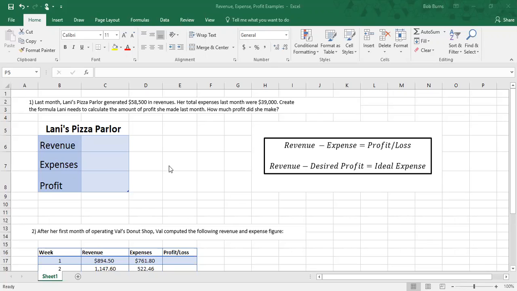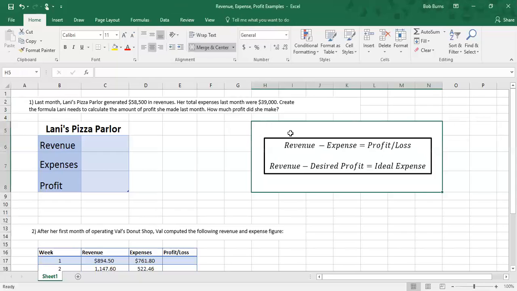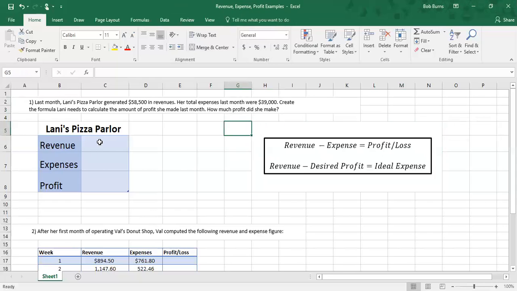So the first one we have: last month, Lena's Pizza Parlor generated $58,500 in revenue. Her total expenses last month were $39,000. Create the formula Lena needs to calculate the amount of profit she made last month. How much profit did she make? So the formula is over here on the side: revenue minus expense equals profit or loss. So there's the formula. We just need to figure out what was the profit or if she had a loss.